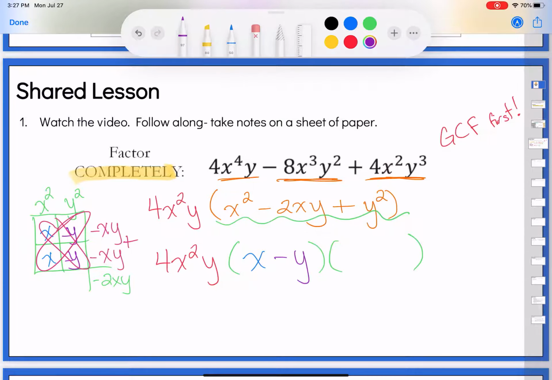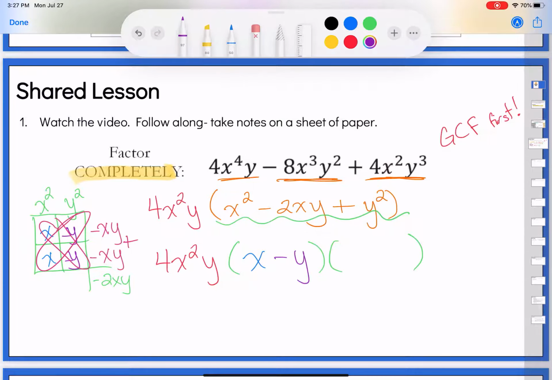But if I get a binomial squared, I could have used the bin squared shortcut. A squared plus 2ab plus b squared. x is my first term, y is my second term, it has to be negative because that middle term up here was negative. And so if I double check that, x times negative y and double it gives me negative 2xy. So it would have been a bin squared. If you wanted to use that shortcut, you could have done bin squared instead of doing the factor box.